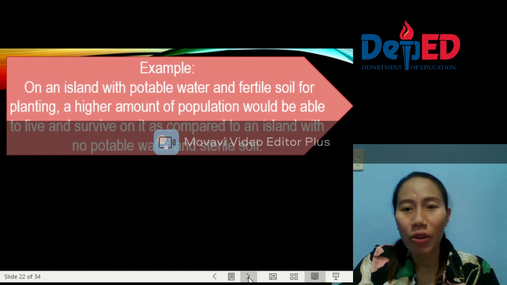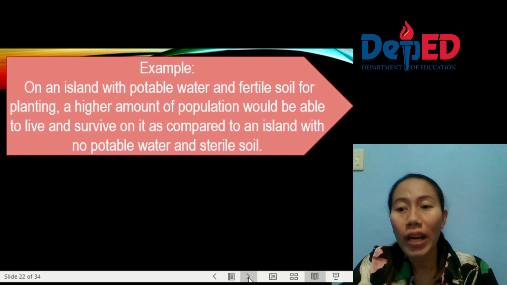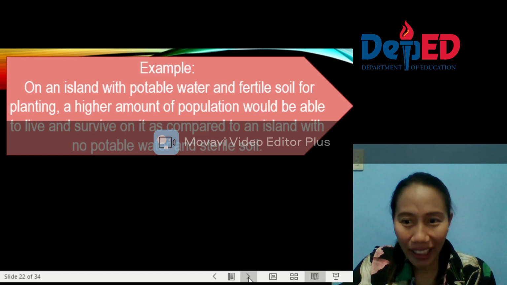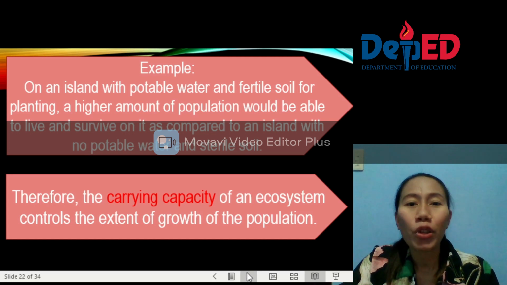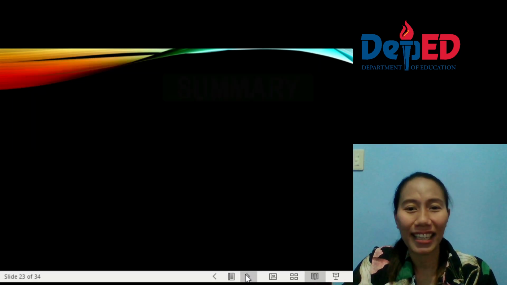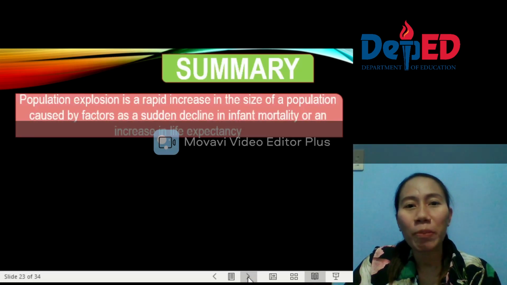On an island with potable water and fertile soil for planting, a higher amount of population would be able to live and survive on it compared to an island with no potable water and sterile soil. Okay, so therefore, the carrying capacity of an ecosystem controls the extent of the growth of the population. Do you get the point? Very good, learners.